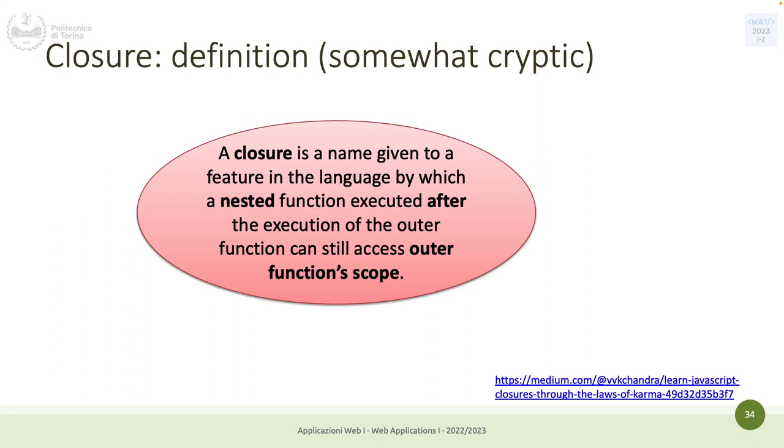So closure is a feature of the language, in which you can have the square function called, executed after hypotenuse, and still having access to A and B of hypotenuse, even if that function does not exist anymore after hypotenuse. So this is closure in general.